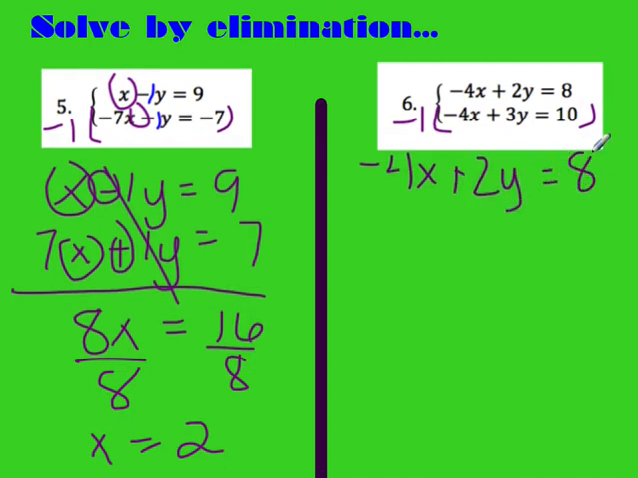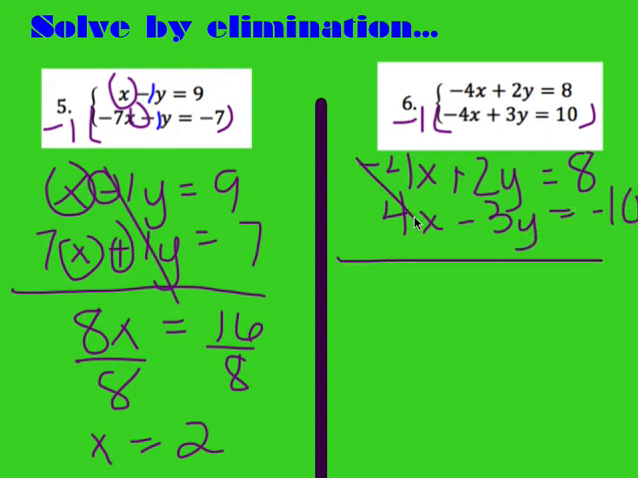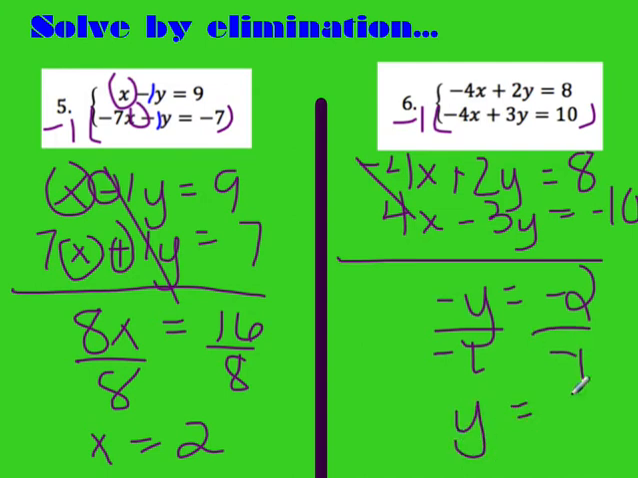So I'm going to keep the top one the same, and then I'm going to change the signs of everything in the second one. And now I have the opposite sign, so I can use elimination because my x's will cross out. So 2 minus 3y is going to give me a -y. 8 minus 10 is going to give me a -2. Well, in order to get y to be positive, I need to divide both sides by -1. So then I end up getting that y is equal to 2.